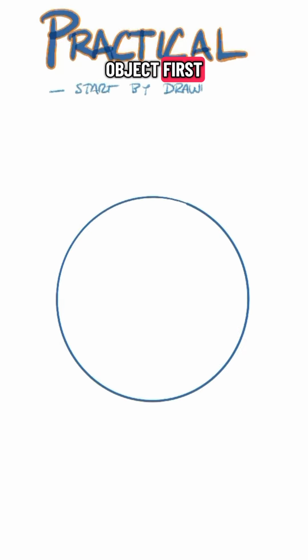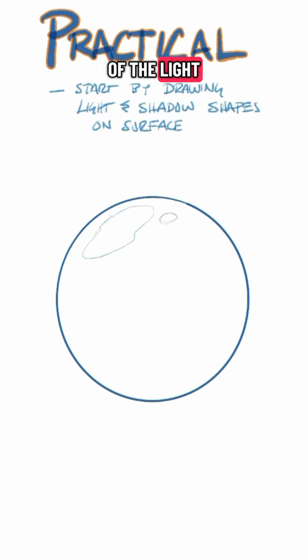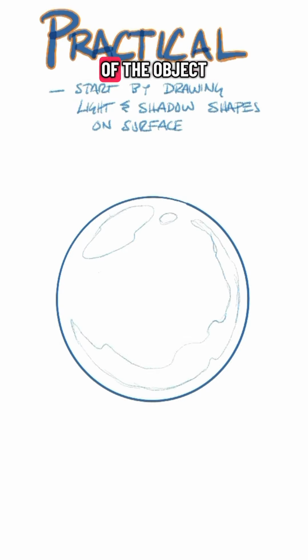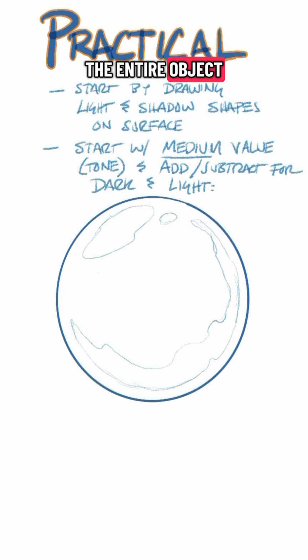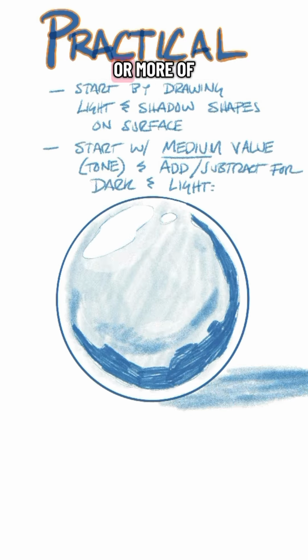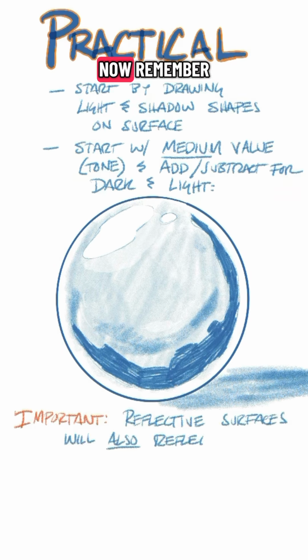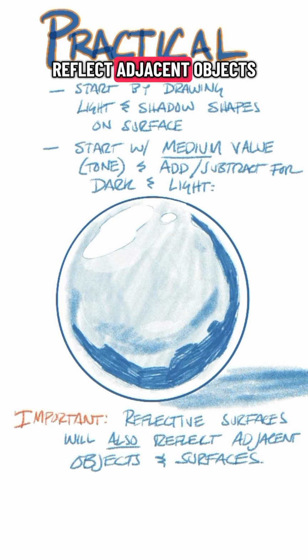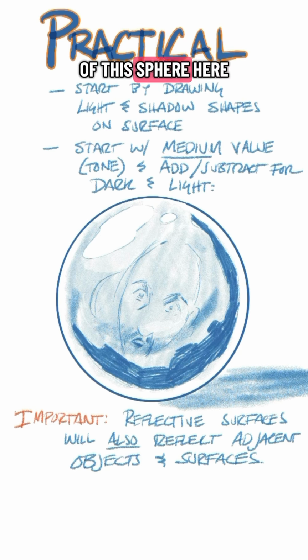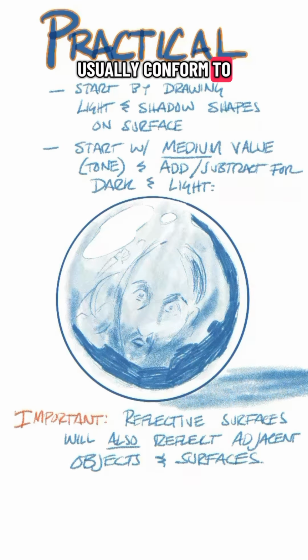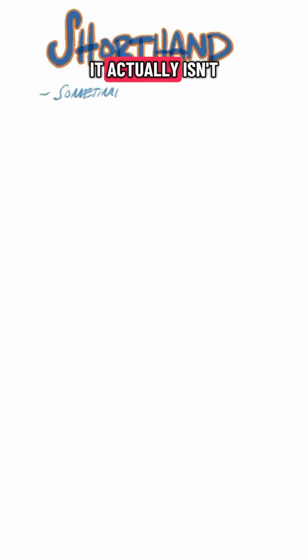From a purely practical standpoint, what this would look like is drawing in the object first, but then I would begin to map out all of the light and shadow shapes that I see on the surface of the object I'm trying to draw. I would then layer in a medium value throughout the entire object, and then use either my eraser or more of the pencil to layer in or pull out light or layer in shadows. Now remember, reflective surfaces are also going to reflect adjacent objects and surfaces, as you'll see as my distorted face begins to appear on the surface of this sphere here, and they will usually conform to the curvature of that object.